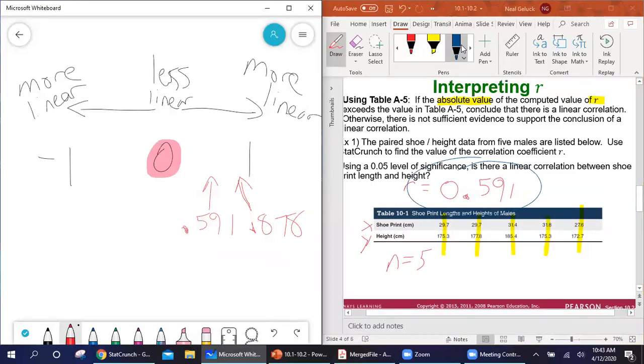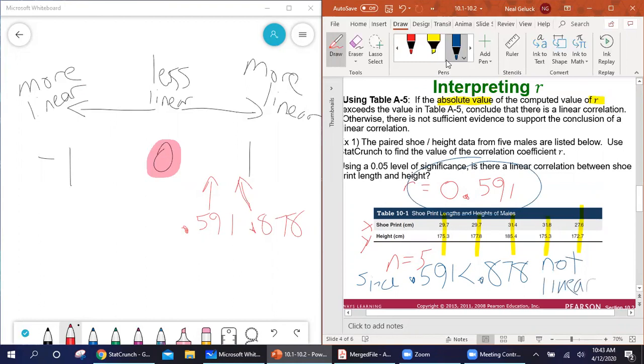So since 0.591 is smaller than 0.878, not linear, basically. There's not enough evidence to support linear. So the points weren't quite good enough.